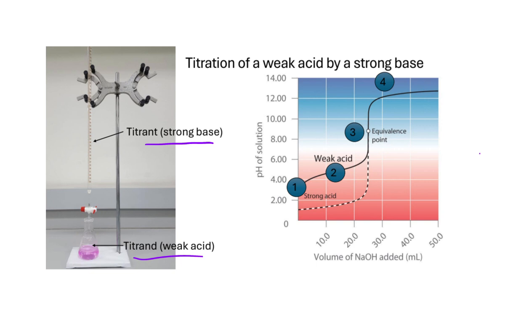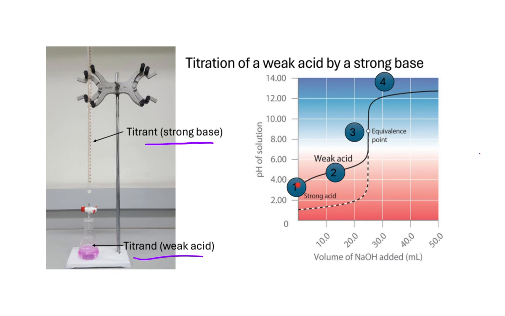So let's compare the titration curves for a strong acid titrated with a strong base and a weak acid titrated with a strong base. The dotted line here represents the titration curve for a strong acid titrated with a strong base, and the solid black line with the numbers on it represents that of a weak acid titrated with the strong base.